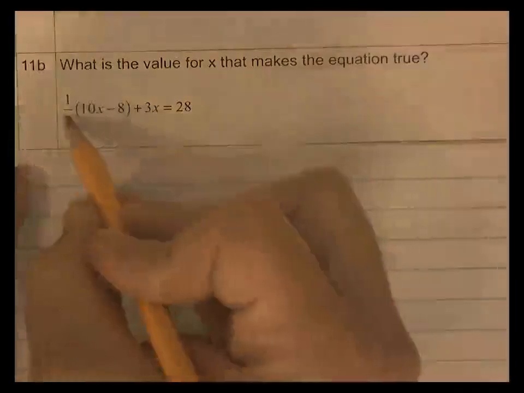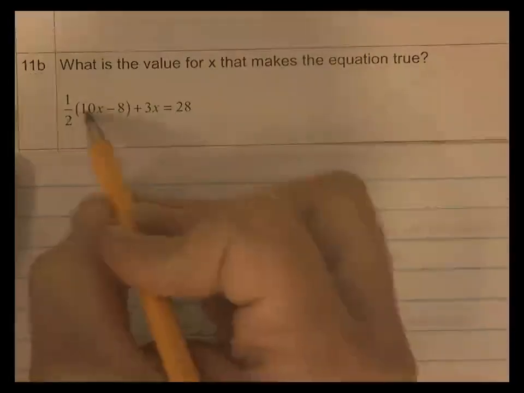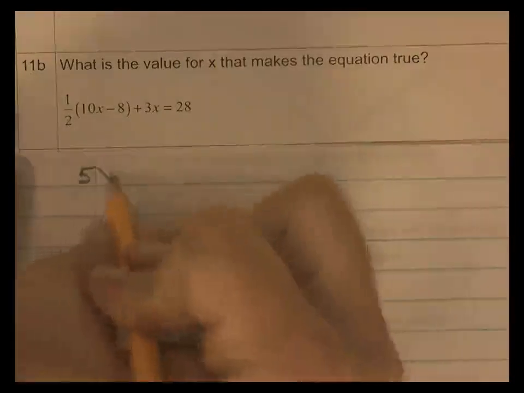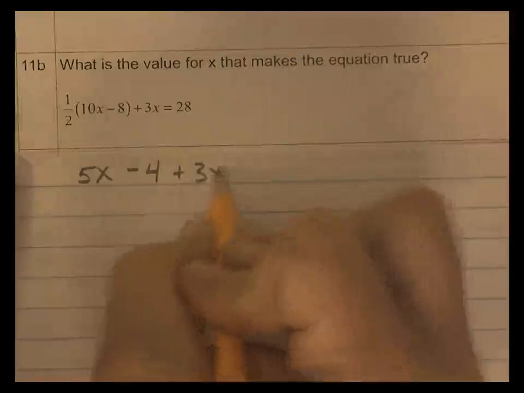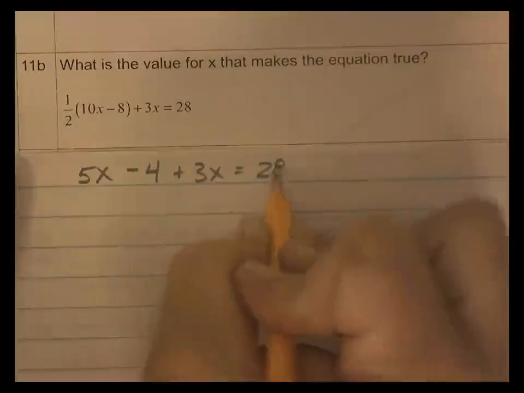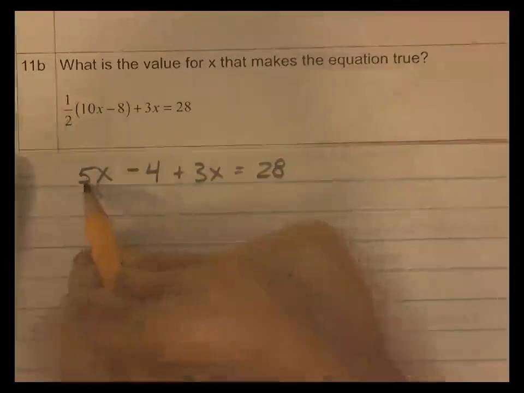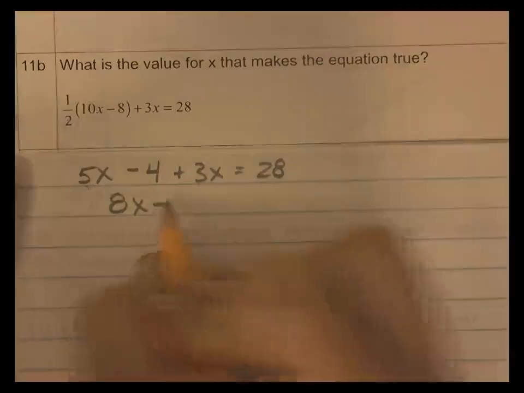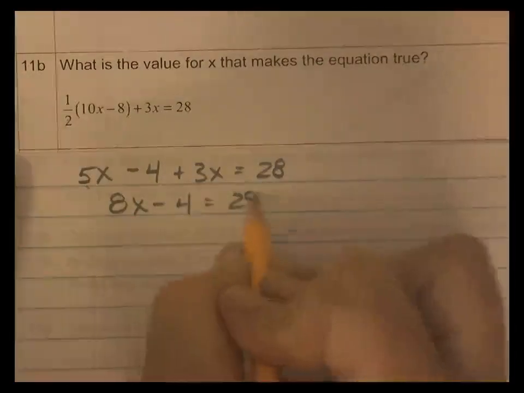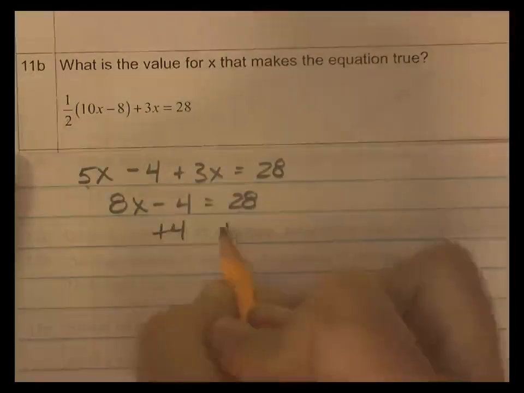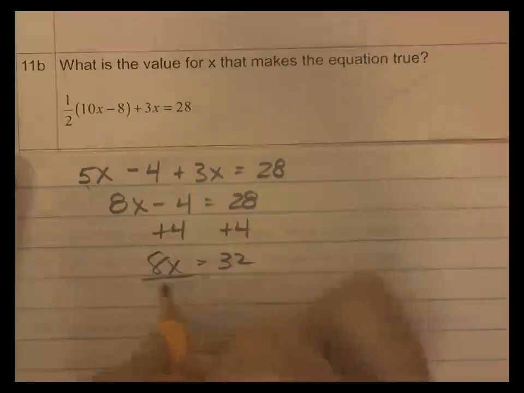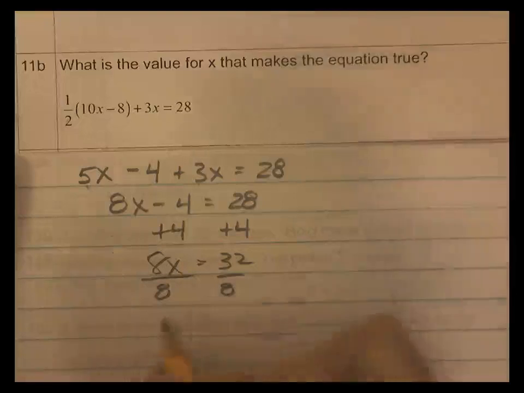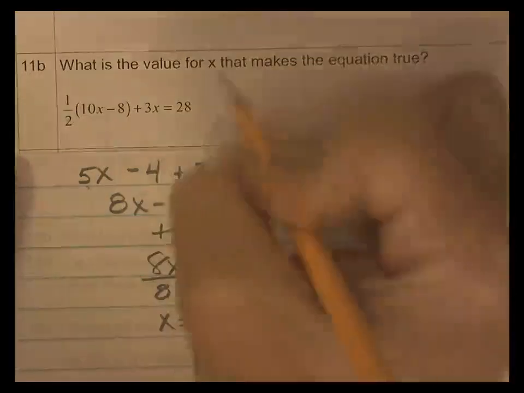Solve this. Distributing the 1/2. Half of 10 is 5. Half of 8 is 4. Adding terms together, that takes me to 8x minus 4 equals 28. Adding 4 to both sides, 8x equals 32. Dividing both sides by 8, x equals 4.